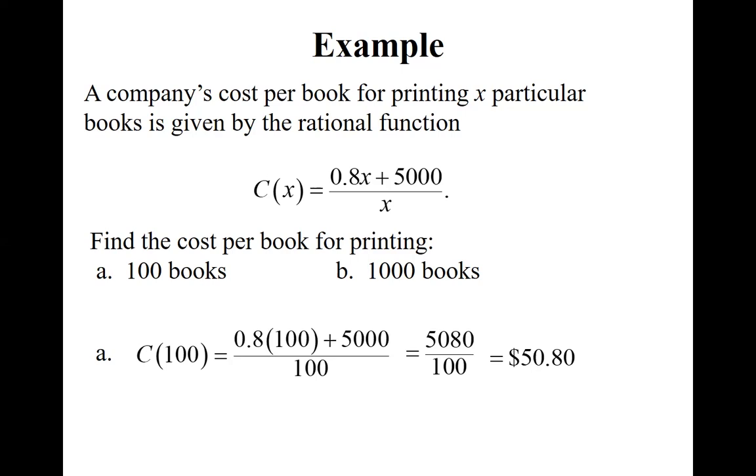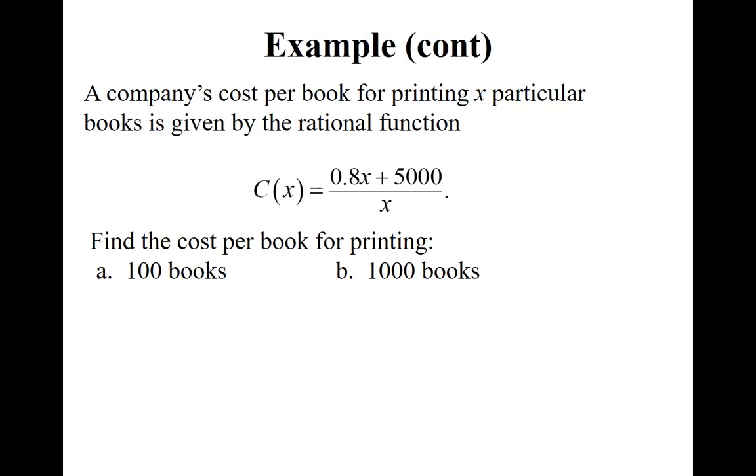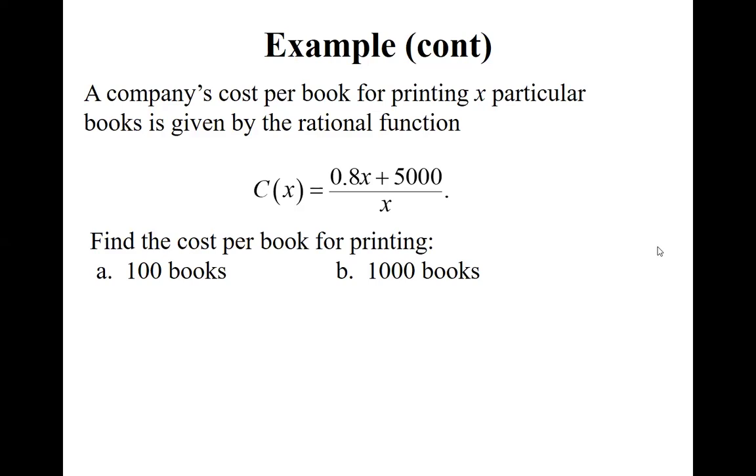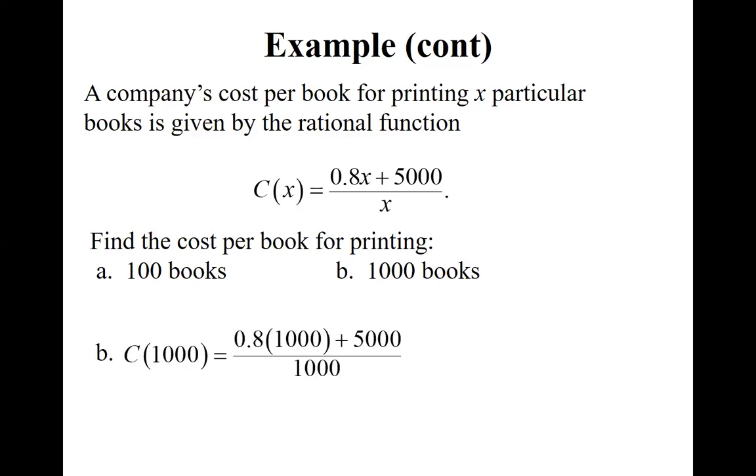For 1,000 books, we're looking for C of 1,000. Plug 1,000 in for x. 0.8 times 1,000 plus 5,000 is 5,800. Divided by 1,000 is $5.80. And that's it for this topic.